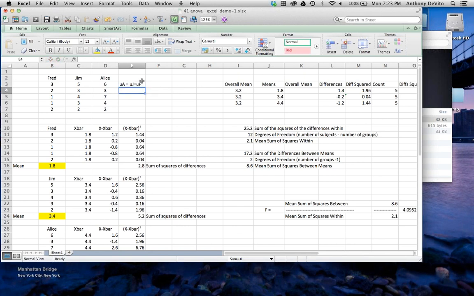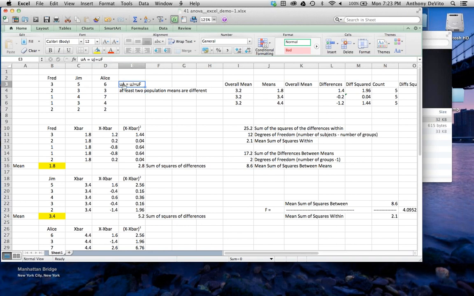And the alternative hypothesis is going to be that at least 2 of these population means are different. Don't have to be all of them, just at least 2 of them are different. Okay? In other words, this is not true. We can reject the null hypothesis if that's not true.